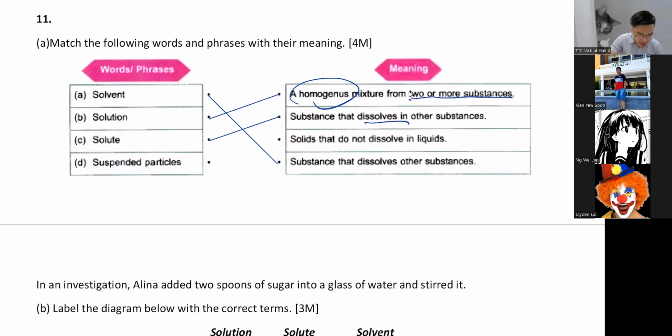Anyway, so what is a suspended particle? This is something that cannot dissolve, right? Solid that does not dissolve in liquid. If I cannot dissolve in a liquid, then I'm a suspended particle.